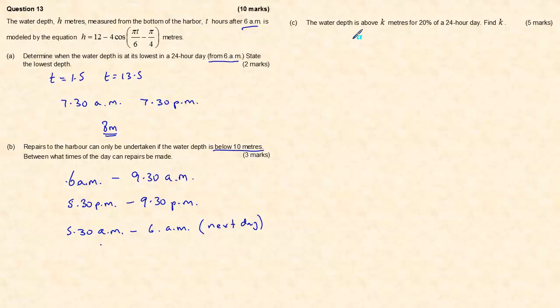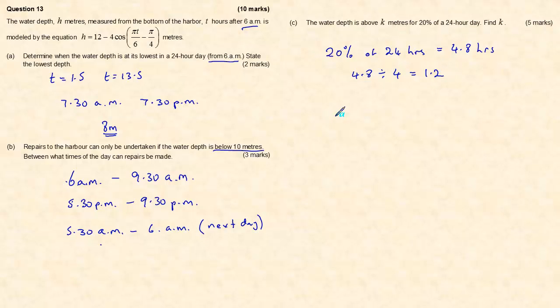The water depth is above K meters for 20% of a 24-hour day. Find K. So 20% of 24 hours is 4.8 hours. 4.8 divided by 4 is 1.2.